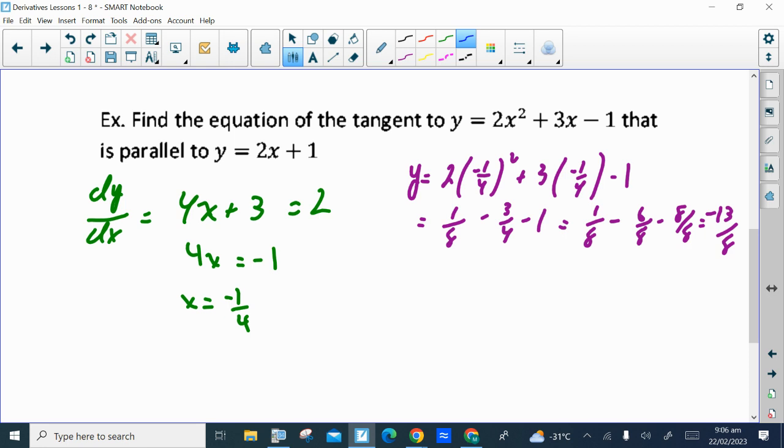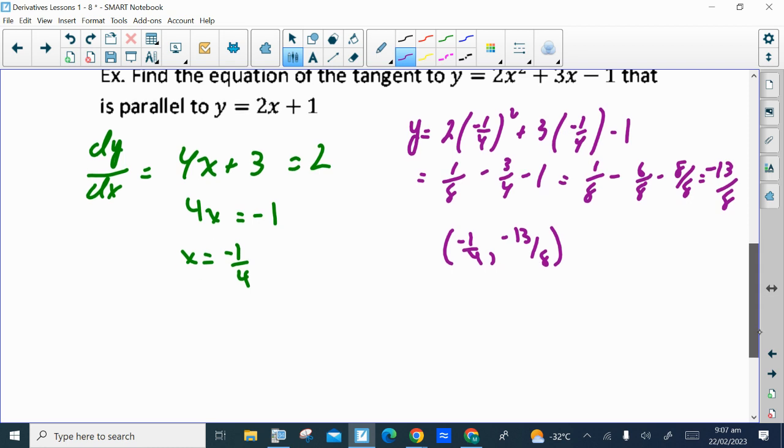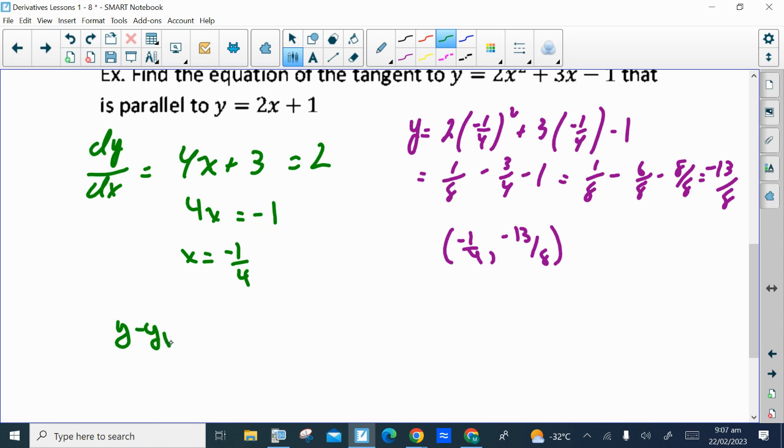So this is our point of tangency. Our point of tangency is at the point negative 1/4 comma negative 13/8. And remember, we've seen a couple different ways that we can find the equation of the tangent line. In the last example, we used slope-intercept form, but we also have point-slope form, which is that. Remember, most equations have variables x and y in them. And so that's where the x and y in this equation comes from.